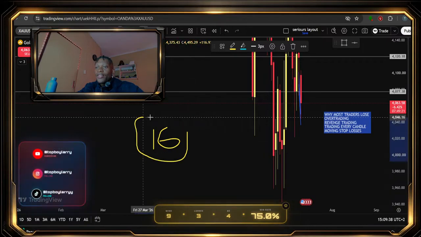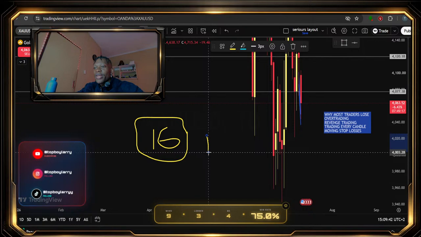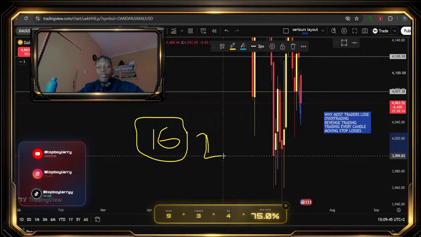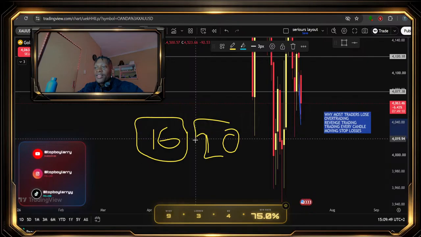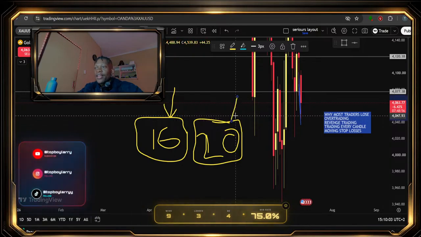I used to open something like 16 trades a day, 17 to 20 trades a day. And obviously, this is where price would tap me out. This is where I would have a problem, right? This is where I would lose a lot of money here. Why? Because opening so many trades in a day means that you don't know what you're doing, right? You don't understand what direction of the market is, and you don't understand how price wants to move.